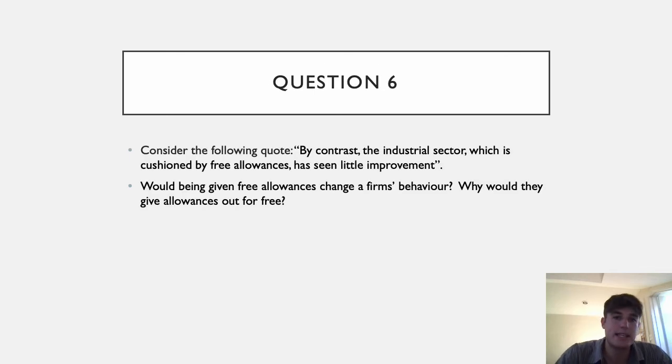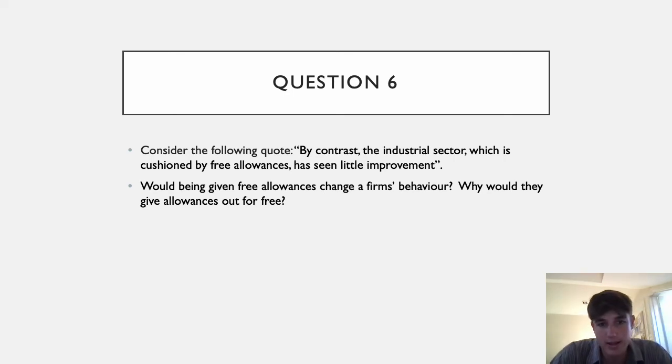Right, question 6, we're getting towards the end, and this is, again, quite a sophisticated question. So go back to the extract and find the quote. Hopefully you've got it up on your laptop so you can just Control F. "By contrast, the industrial sector, which is cushioned by free allowances, has seen little improvement."